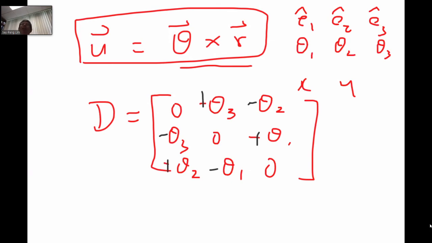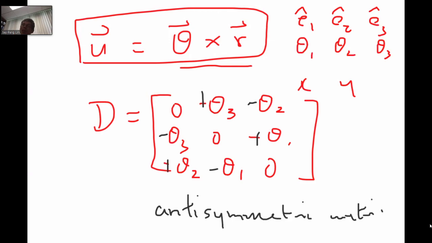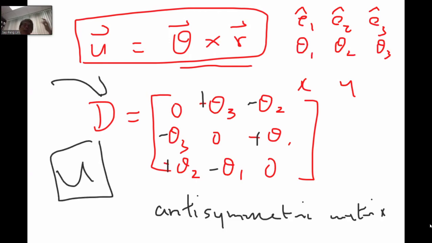What you find is that this partial derivative matrix is what we call an anti-symmetric matrix. And so because of that, you find that there is a way to take into account distortions that correspond to pure rotation. So in other words, if you can give me U, I can form D, okay?